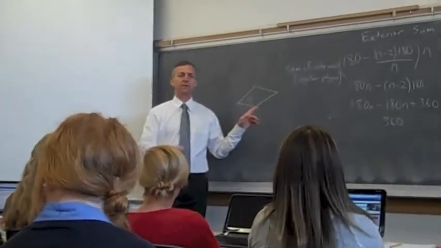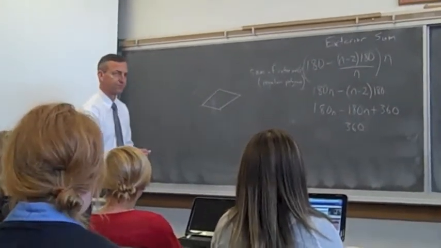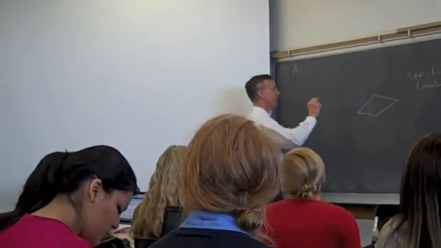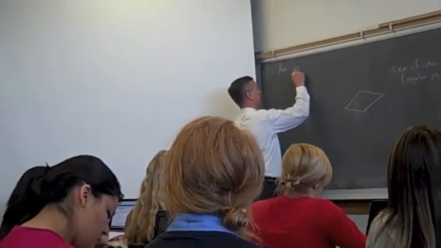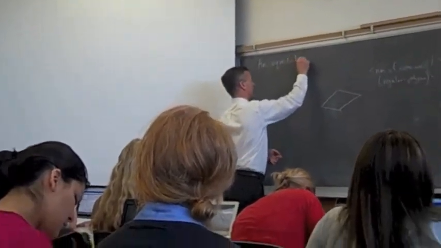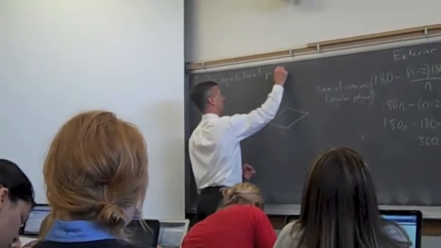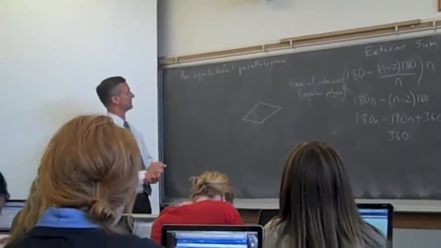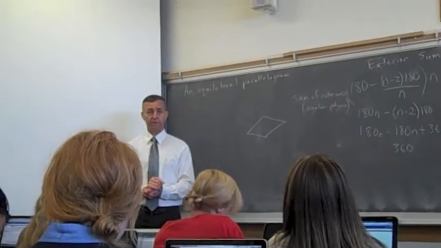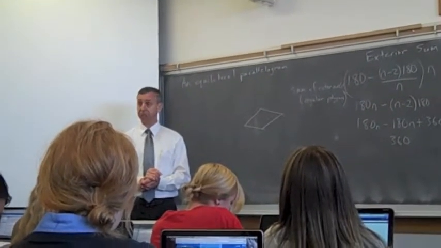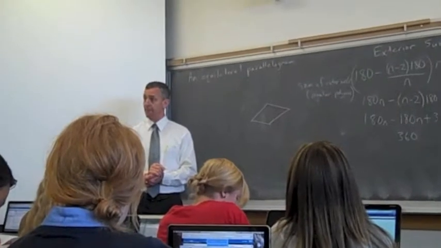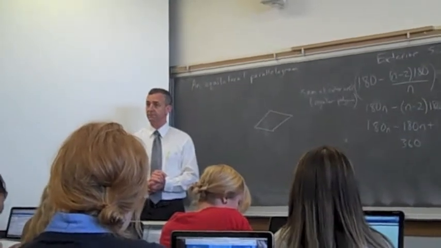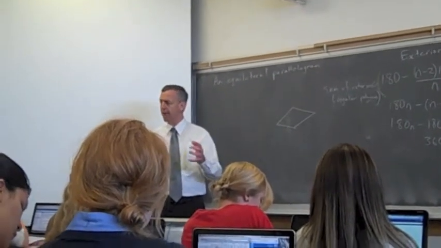Definition for a rhombus. Who wants to give me one? Yes. A parallelogram where all the sides are the same. Parallelogram. So, or could we say a quadrilateral where both sides are parallel? An equilateral parallelogram. Is that a definition for a rhombus? Anybody have a different one?